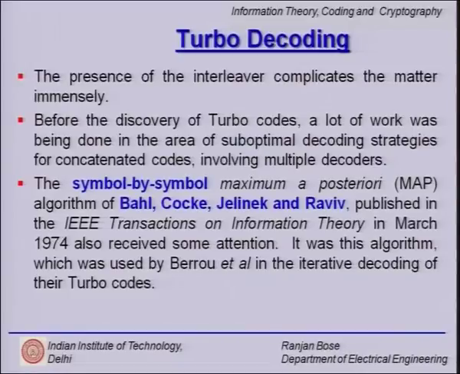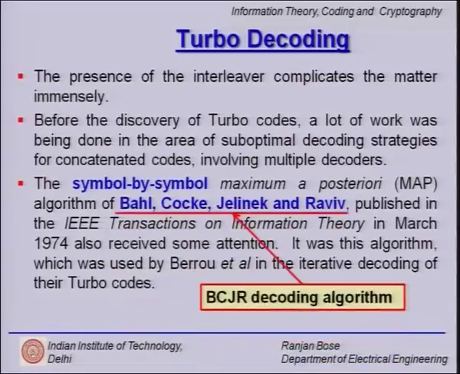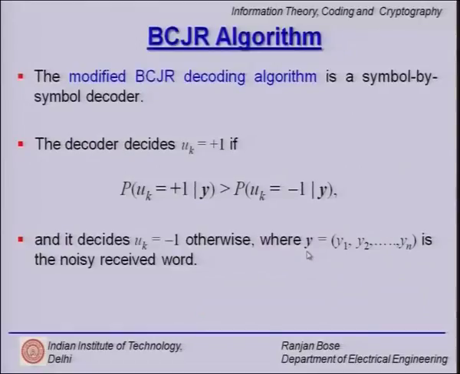To do turbo decoding, what we will discuss today is this BCJR, actually a modified BCJR decoding algorithm for turbo decoding. So, what is this algorithm? In the next few slides we will put into mathematics the intuitive understanding that we have developed for this turbo decoding, that information passing between encoder 1 and encoder 2.